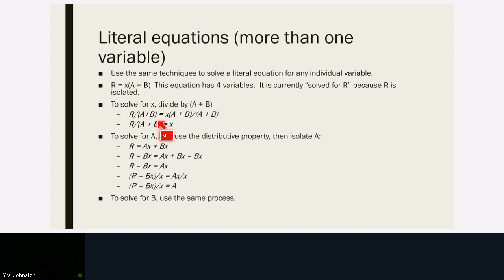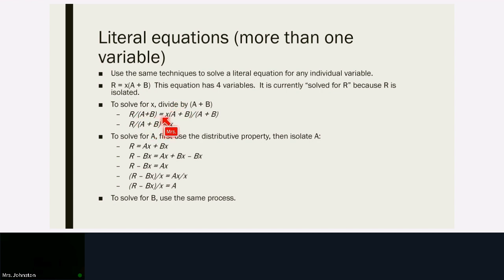That means that we're trying to get x alone, just like in the equations we've been looking at. And my first step, because x is being multiplied by the quantity a plus b, is to divide both sides by the quantity a plus b. So it would look like this.